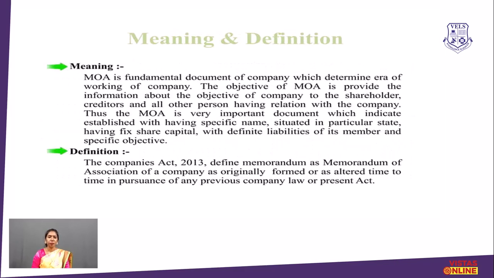Meaning and definition. Meaning: MOA is a fundamental document of a company which determines the area of working of the company. The objective of MOA is to provide information about the objectives of the company to the shareholders, creditors and other persons having a relationship with the company. Who are the other persons? Maybe the clients, maybe the creditors, maybe the investors. So with the help of the MOA, the members related to the company are able to understand what kind of process is going on in the company.